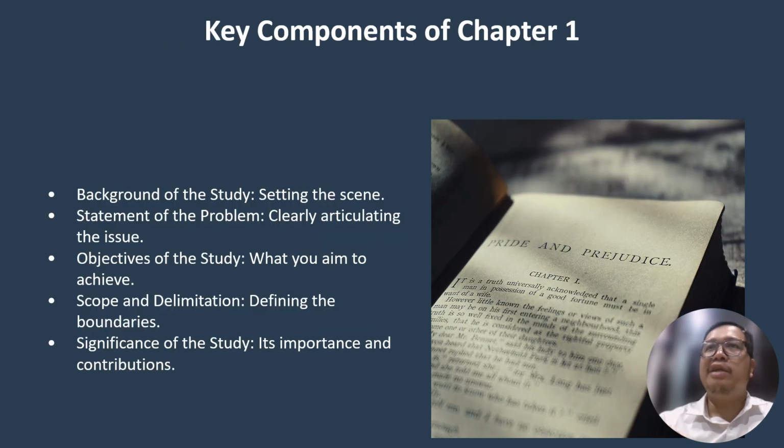Within Chapter 1, several key elements are crucial. First, the background of the study provides the context, drawing readers into the topic. Then the statement of the problem clearly identifies the issue you're investigating. Your objectives of the study outline your specific goals. The scope and the limitation define what your research will and will not cover, which is vital for focus. Finally, the significance of the study explains why your research matters to academics, practitioners, or society at large.